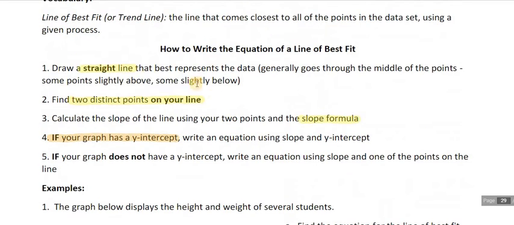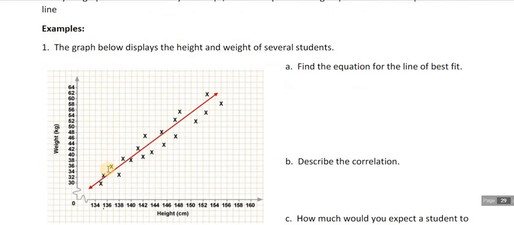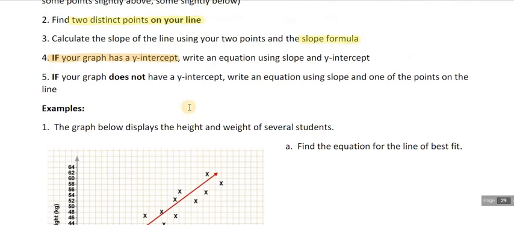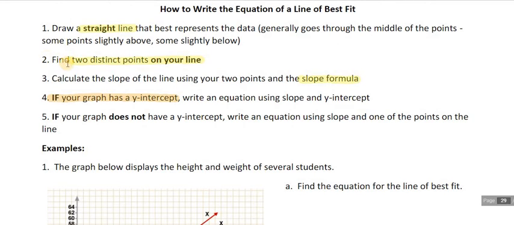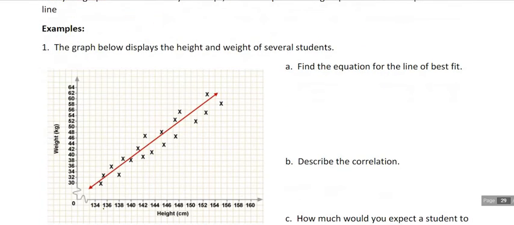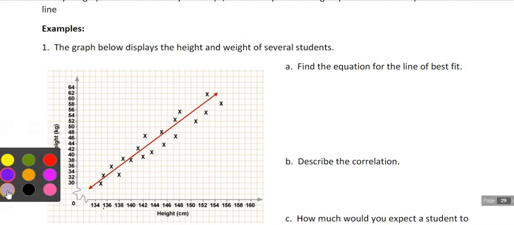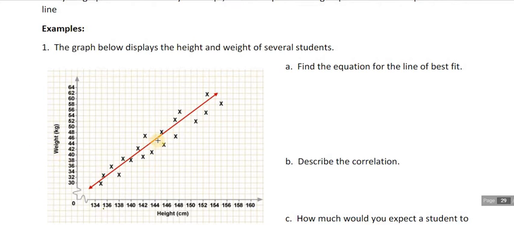So if we follow our process, the straight line is already drawn for us. Notice we've got about half the points above, about half the points below, and we're generally following the flow of the data. So part 2, step 2, says find 2 distinct points on our line. Let's pick 2 perfect points, as I like to refer to them. This point right here, to me, is perfect. It's right on the crosshairs, where X is 148 and Y is 52, so that one jumped out to me.